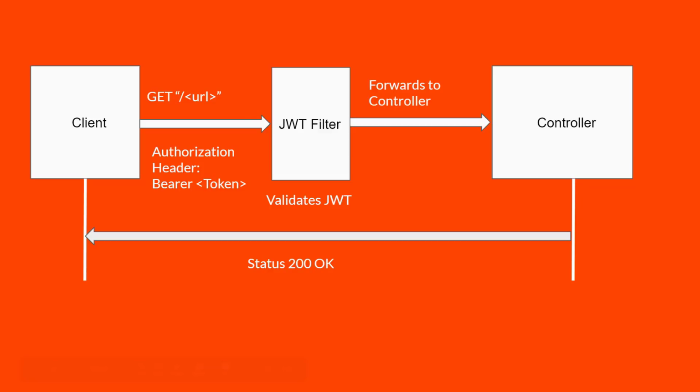The client makes a request to the server. The request is intercepted by a custom filter called JWT authentication filter. This filter will retrieve the access token and validate it. If the validation is successful, the request will be forwarded to the corresponding controller. Now let's go ahead and implement this functionality.